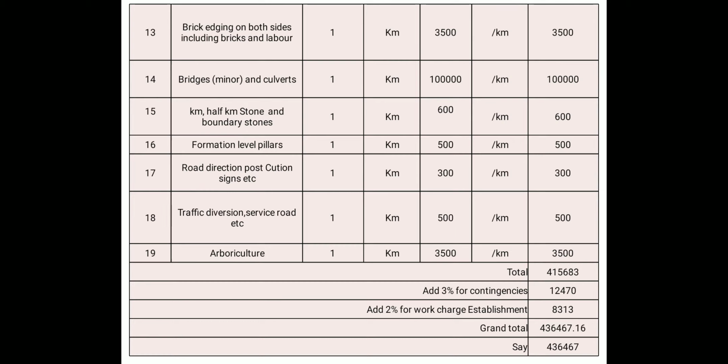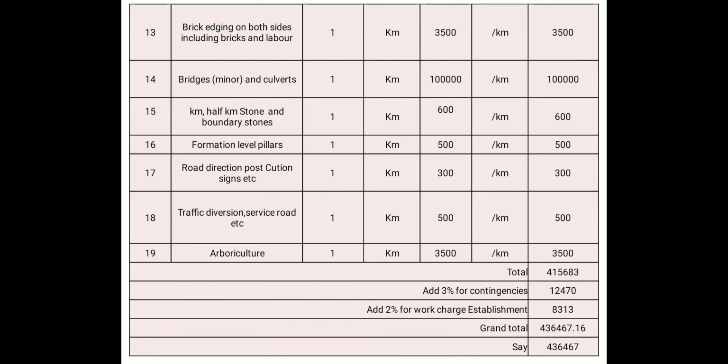Bridges and minor culverts, it is 1 lakh per kilometer is 1 lakh. Half kilometer is 1 kilometer of stones throughout, 600 per kilometer, at 600. Formation level pillars 500 per kilometer. Road direction is 300 per kilometer. Traffic diversion 500 per kilometer, and arboriculture is 3,500 per kilometer.